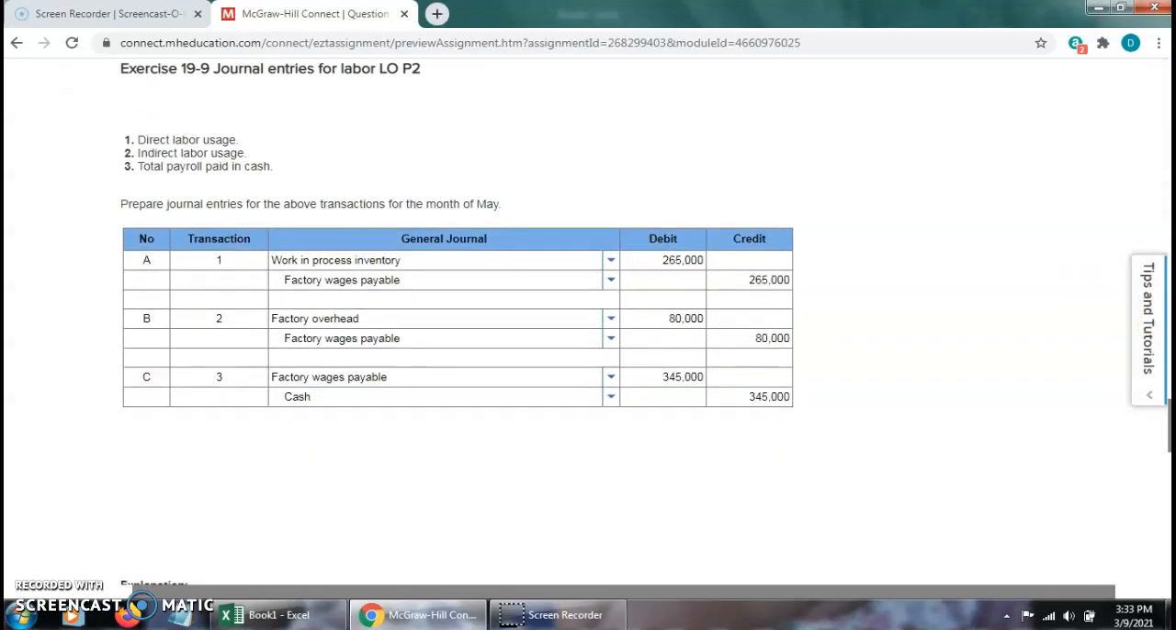Looking at number 7, direct labor used, debit WIP, credit factory wages payable, and then with our overhead, which is given to us, debit overhead, credit factory wages payable. So remember, this is our indirect labor, which comes into factory overhead. Our direct labor goes straight to WIP. And then we paid our payroll, which is basically just paying off a payable, debit factory wages payable, credit cash.